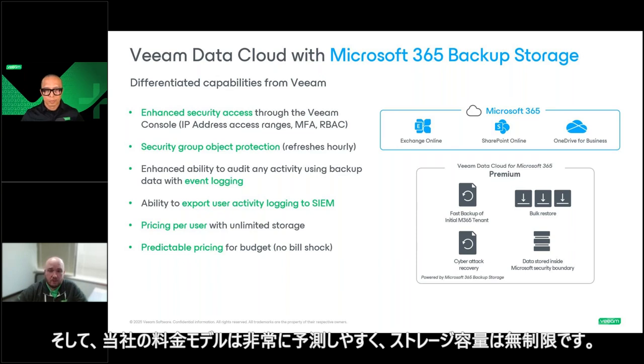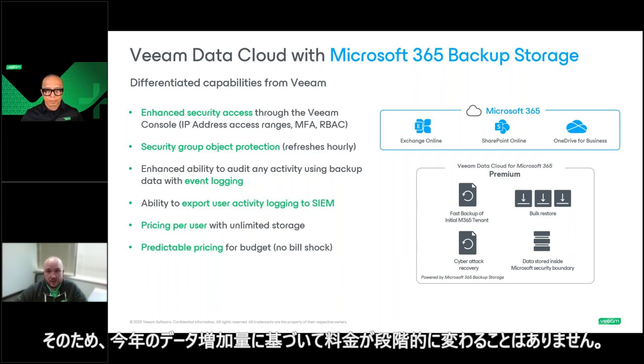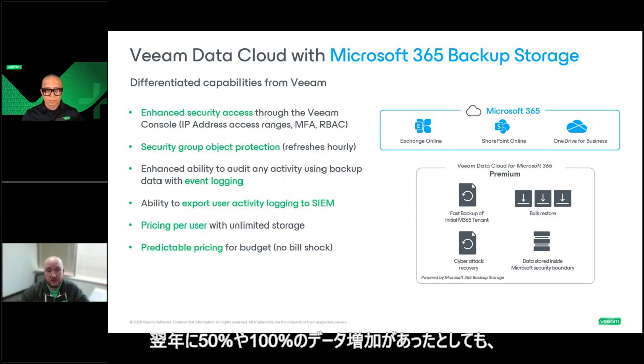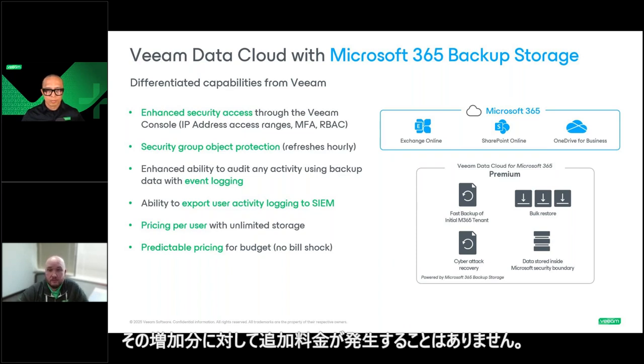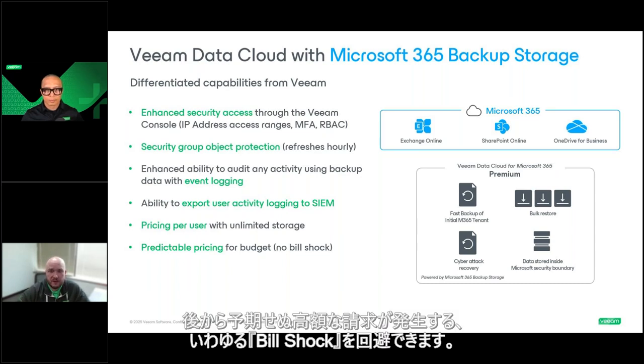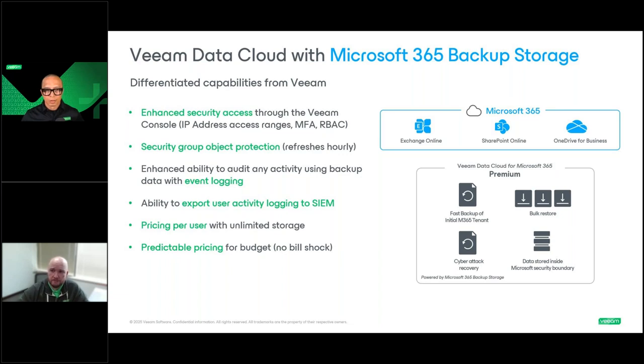And then also our pricing model. It's very predictable and it's unlimited storage. So there's no tiering based on how much data growth you might have this year. Maybe you come into the platform with X, and next year you might have 50% growth, 100% growth, we're not going to charge you extra money just because you've grown. We expect that on the platform. So you just get one single price, and that price is per user. That way you don't have any sort of bill shock coming up.